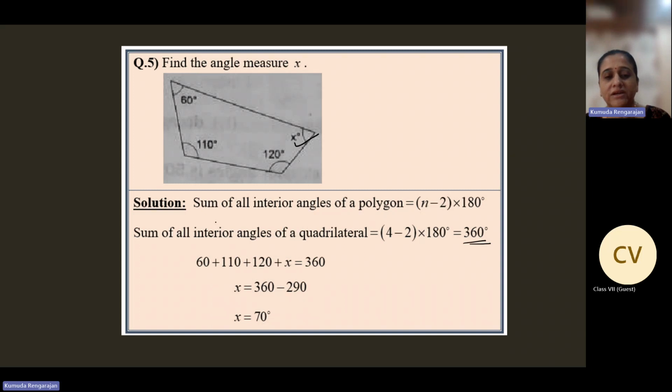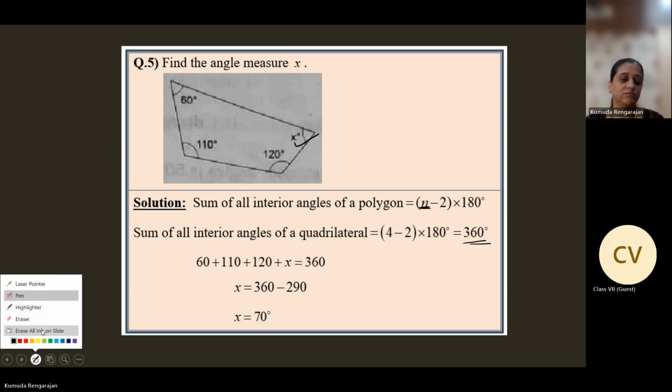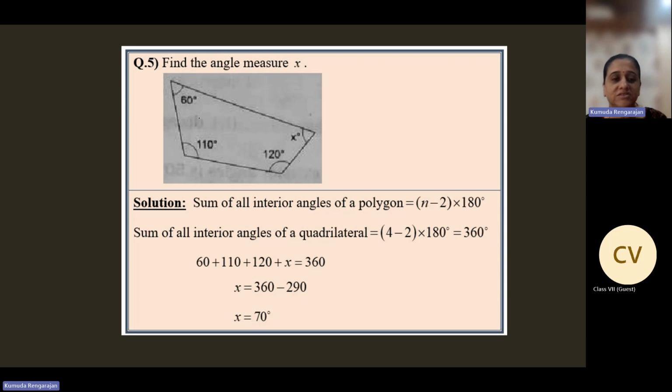How do you find the sum of all the interior angles? N minus 2 into 180, where n is the number of sides of the polygon. So this polygon has 4 sides. So 4 minus 2 into 180, which is 360 degrees. And then 60 plus 110 plus 120 plus x. The sum of the 4 angles is equal to 360. Yeah, finish this.